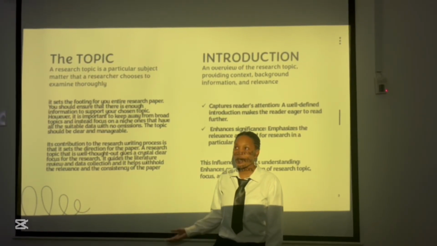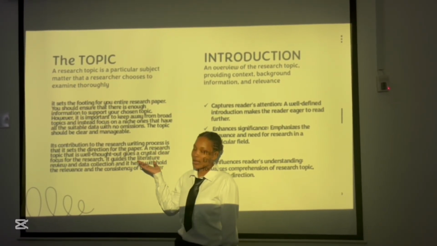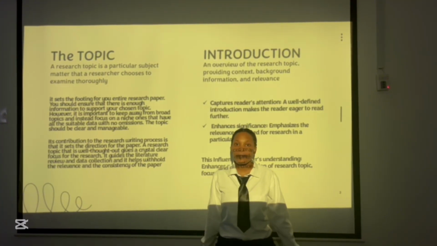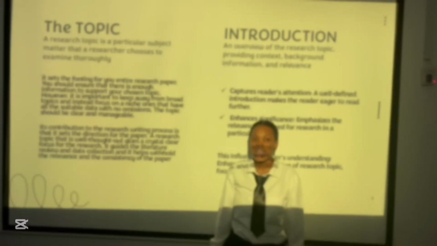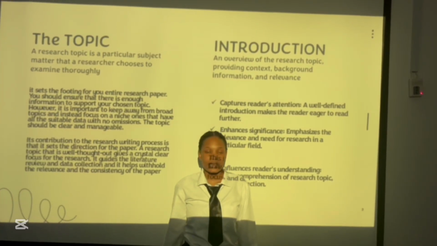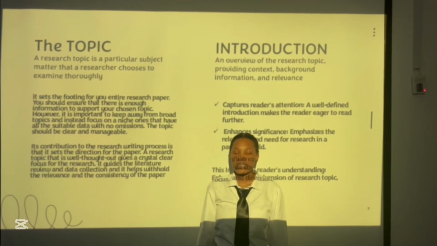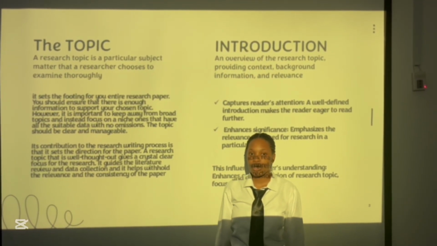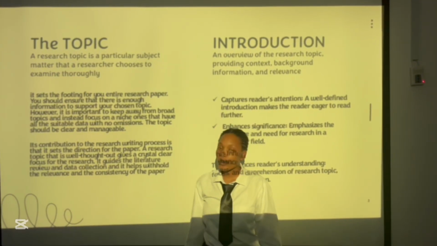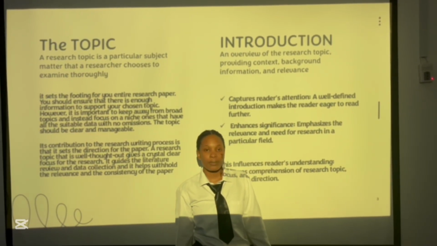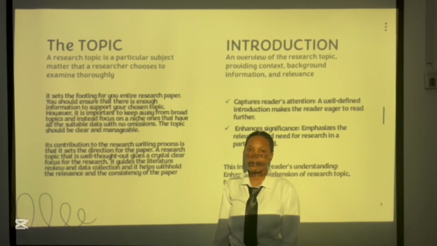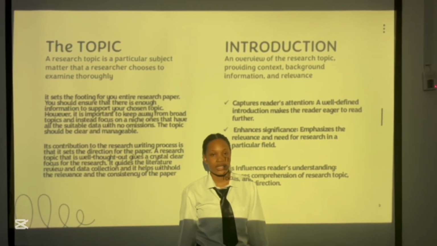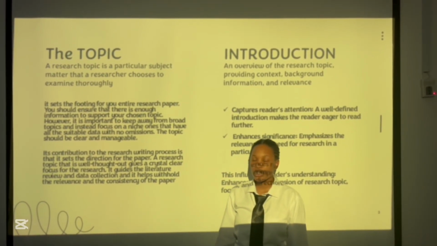The first stage of research writing is the topic. A research topic is a particular subject matter that a researcher chooses to examine thoroughly. It sets the footing for your entire research paper. You should ensure that there is enough information to support your chosen topic. However, it is important to keep away from broad topics and rather focus on niche ones that have all the suitable information with no omissions. The topic should be clear and manageable.